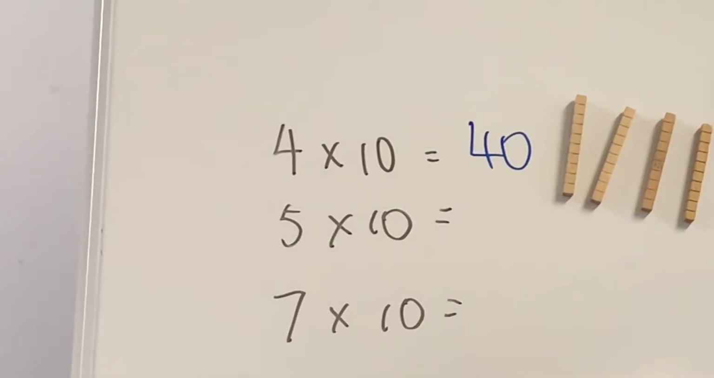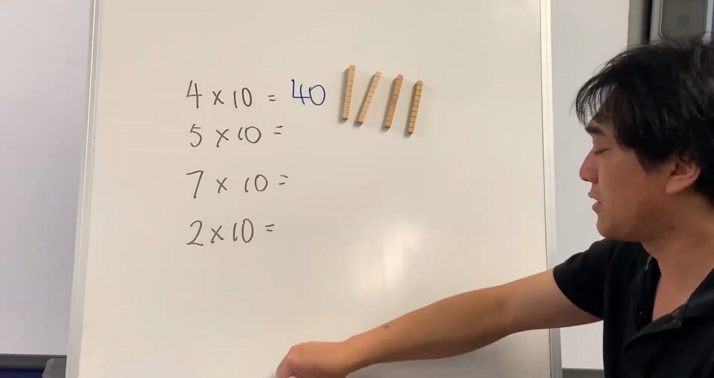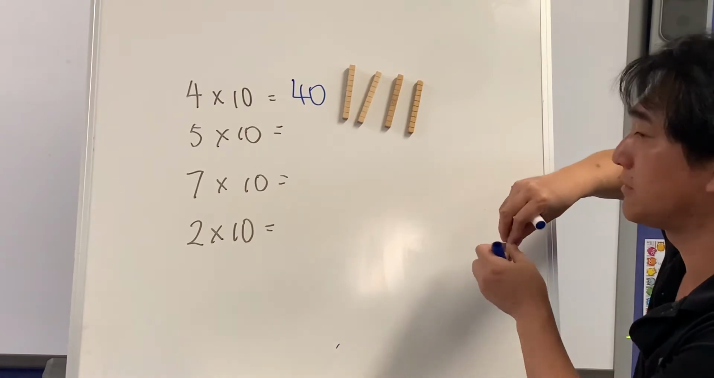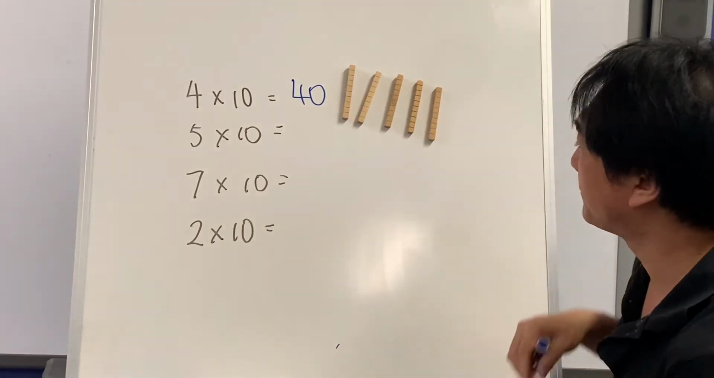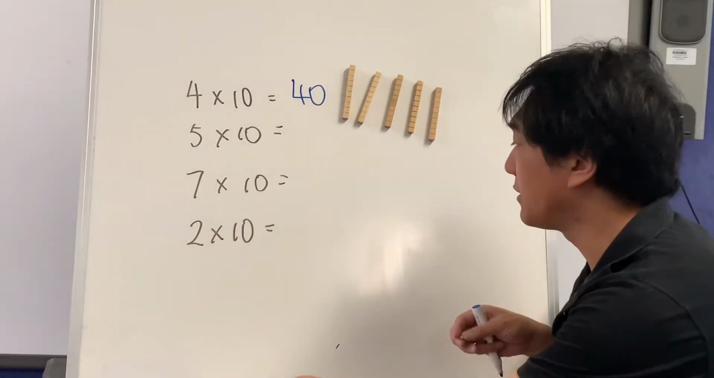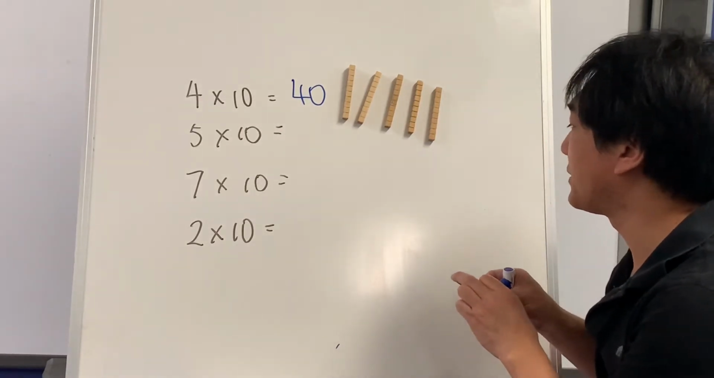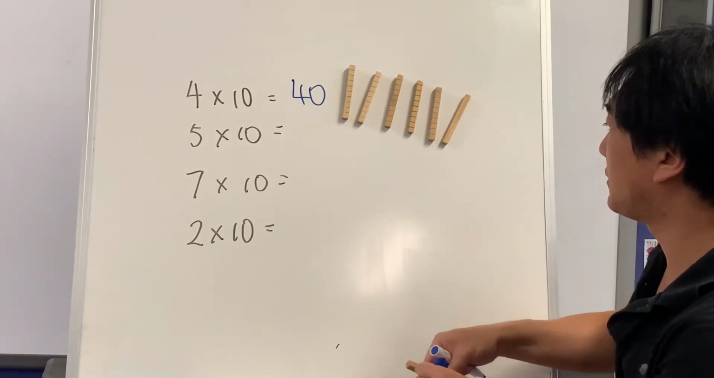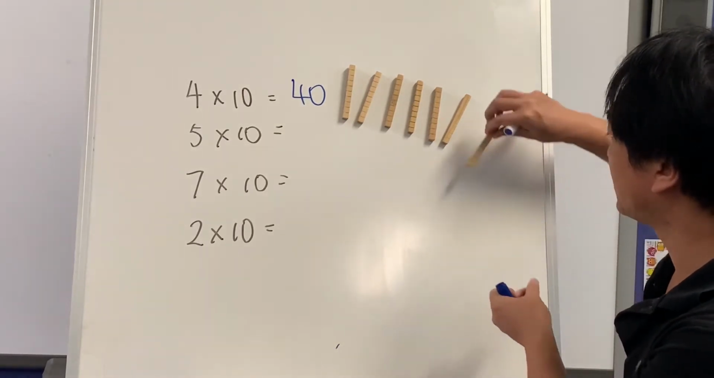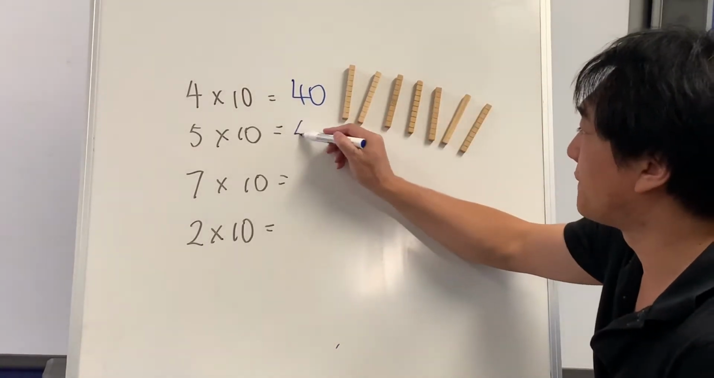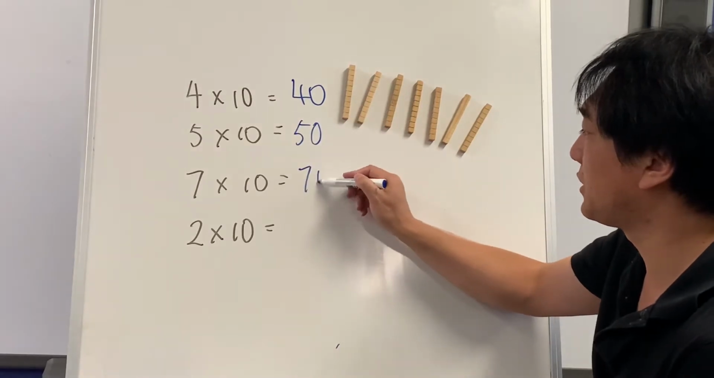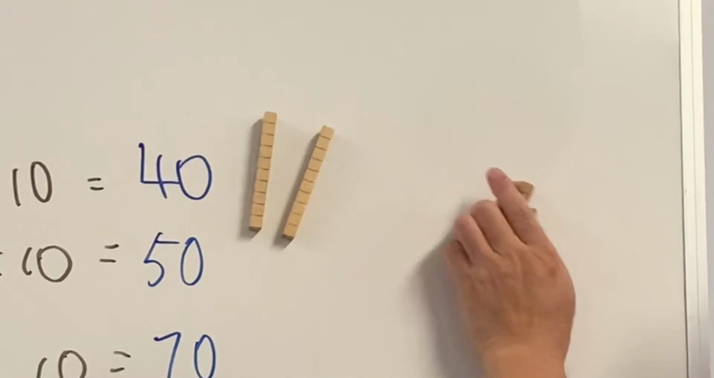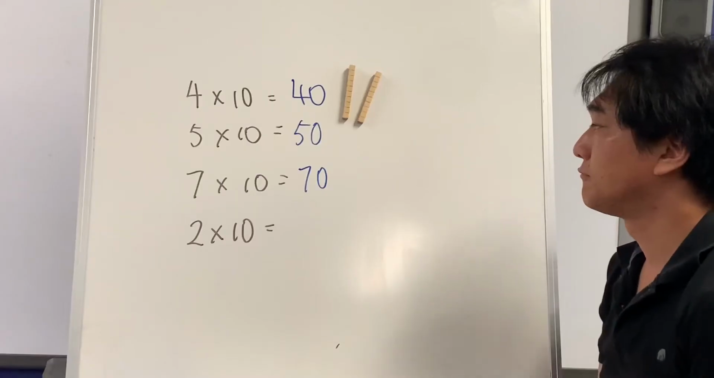5 times 10. We need another 10. So 10, 20, 30, 40, and 50. 7 times 10. 10, 20, 30, 40, 50, 60, 70 is the answer. So let's quickly write down 50, 70. 2 lots of 10s. 2 tens are 20. So it's 20.